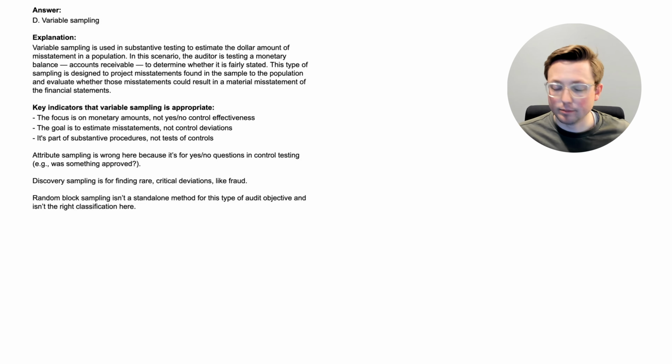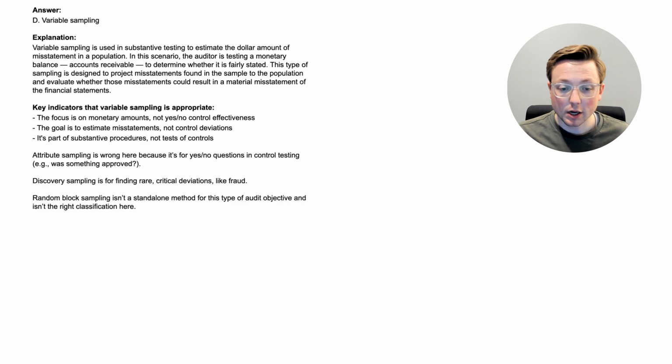Attribute sampling is wrong. I've said this multiple times because usually that's for yes or no questions in control testing. Was something approved? Was something not approved? Discovery sampling is for finding rare critical deviations like fraud. We're not going to dive super deep into discovery sampling, but just letting you know that that is not the same thing as variable sampling or attribute sampling.